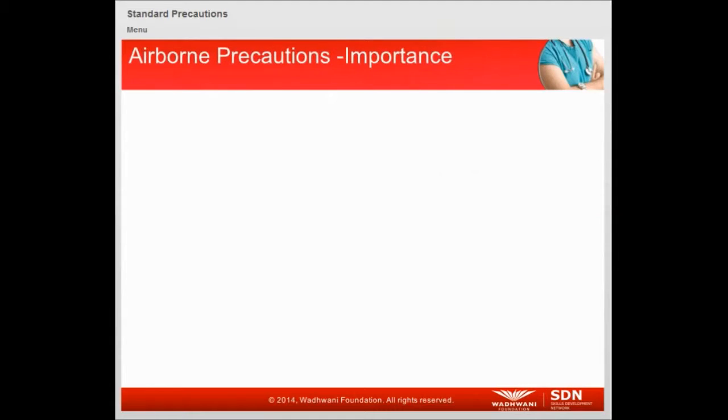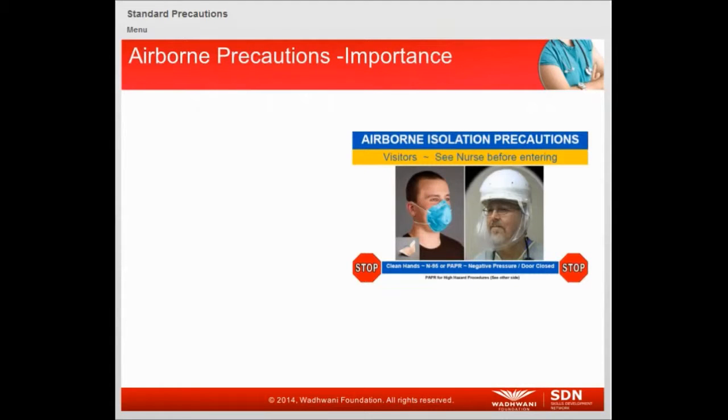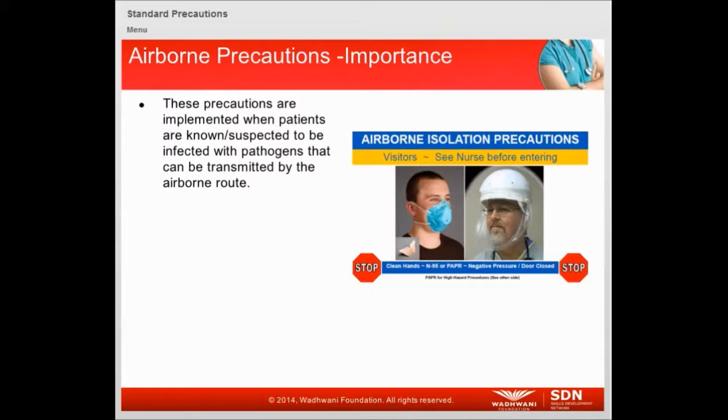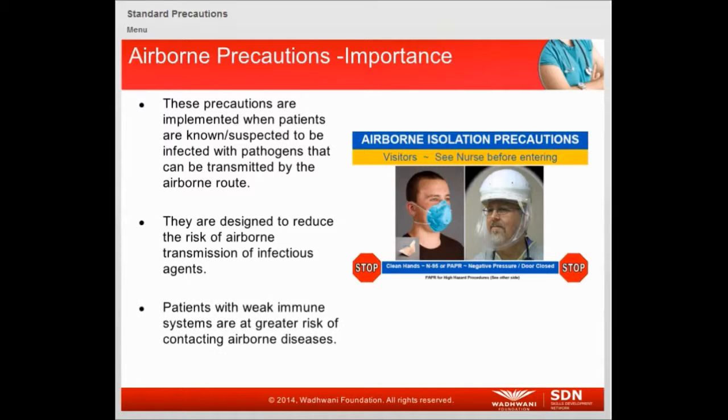Let us understand the importance of airborne precautions. These precautions are implemented when patients are known or suspected to be infected with pathogens that can be transmitted by the airborne route. They are designed to reduce the risk of airborne transmission of infectious agents. Patients with weak immune systems are at greater risk of contracting airborne diseases.